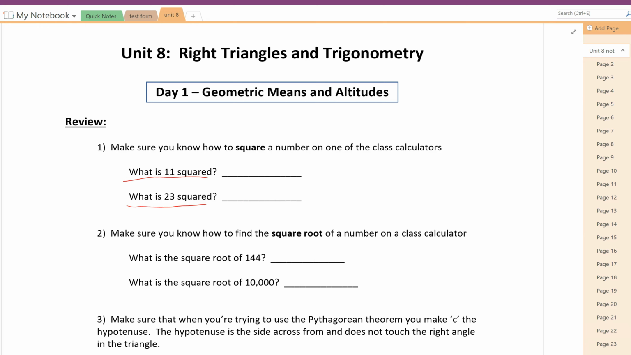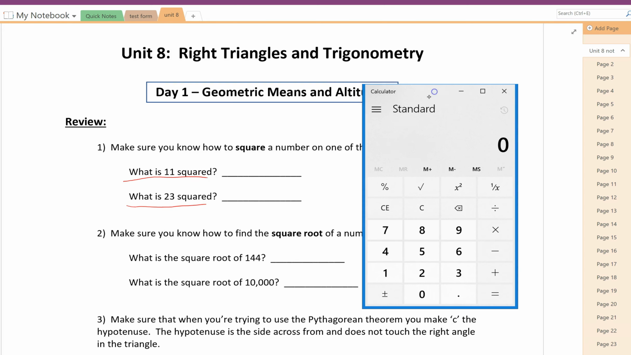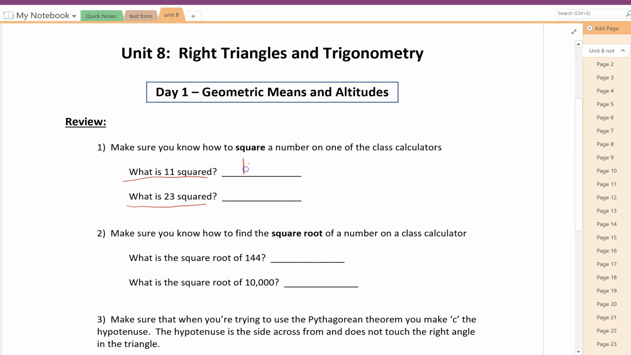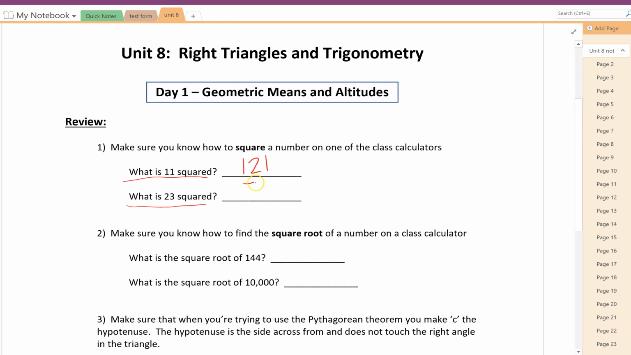All right, so hopefully you wrote something in there. If you want to square something, usually your calculator is going to have a key, whether you're using one of the yellow ones or the blue ones or one of your own or even your phone. Usually you're going to have a key like this, x squared, right here. So if I wanted to do 11 squared, I put in 11 and square it. And so if you did 11 squared, you should have got 121 for your answer. If I did the same thing with 23, I get 529.